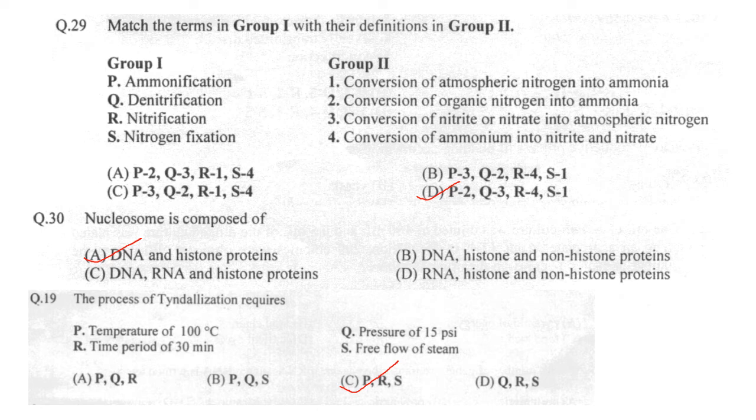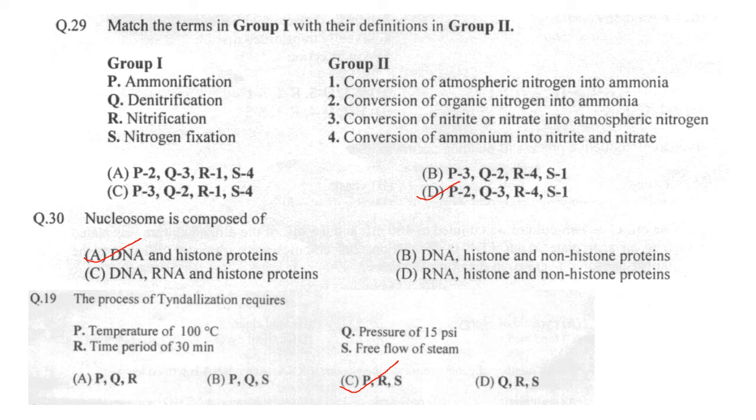Next one. Nucleosome is composed of: DNA and histone proteins; DNA, histone and non-histone proteins; DNA, RNA and histone proteins; RNA, histone and non-histone proteins. Nucleosome is composed, it's a direct question. Nucleosome is composed of DNA and histone proteins.